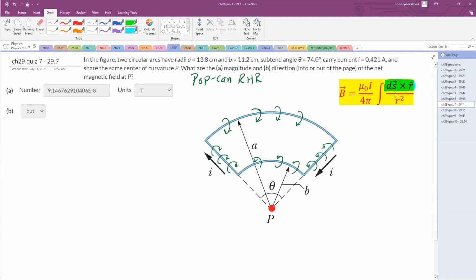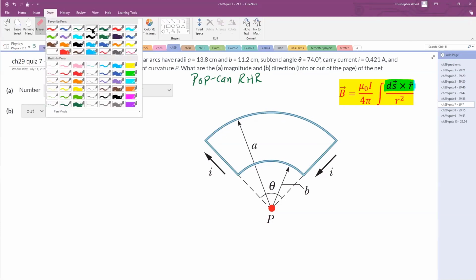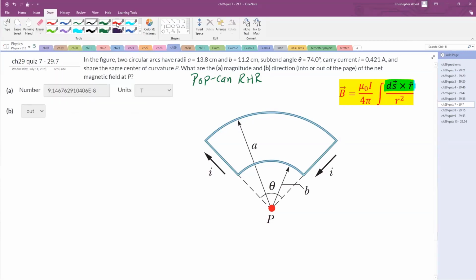We're going to apply the Biot-Savart law to figure out what the net magnetic field is at point P. So I'm going to break things up into chunks, into segments. I'm going to erase my little pop can right-hand rule; I'll redraw those later. Let's do the engineering thing and take complex problems and break them up into smaller, bite-sized chunks. I'm going to call this straight wire segment A, this curved wire segment B, this straight wire segment C, and this curved wire segment D.